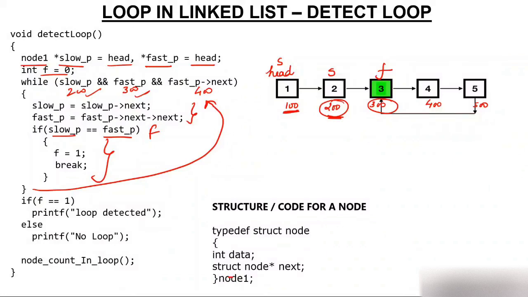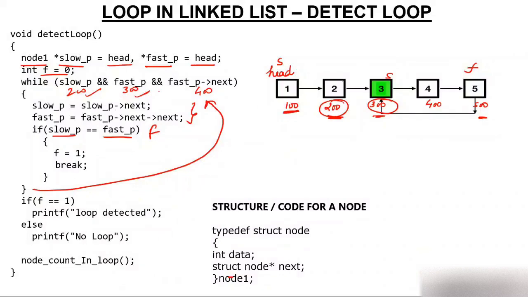So the condition becomes true. Will come inside. Will increment slow by 1. Slow will come here. Will increment fast by 2. That fast will come here. Fine. And we'll again check, is slow equal to fast? No. Slow is at 300, fast is at 500. No, it's not equal. Condition becomes false. Will not move inside the if block.